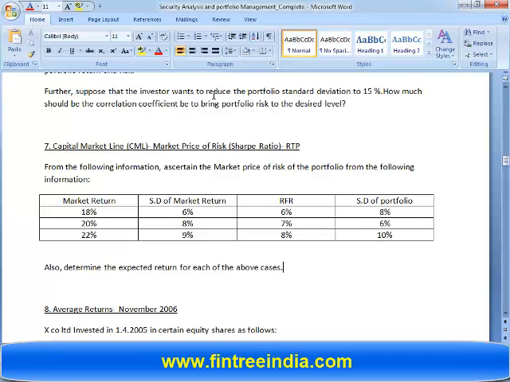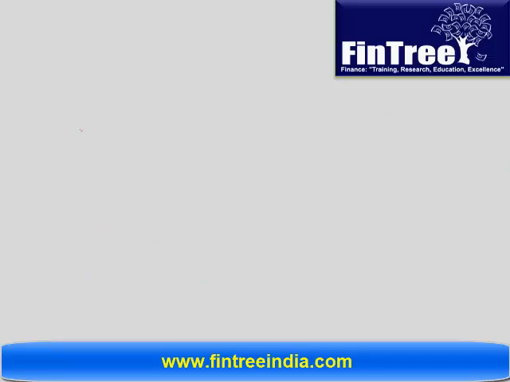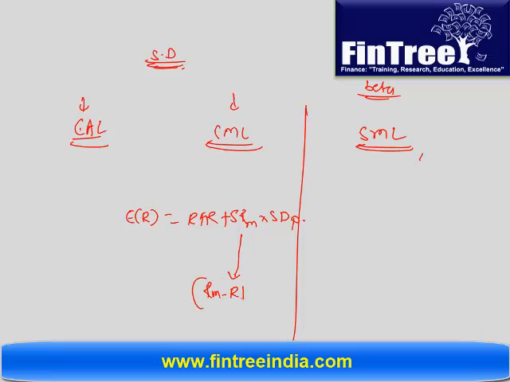Okay. See, number 1, the difference between CML and SML. What all lines did we study? We had studied CAL, capital allocation line, capital market line, and then security market line. Capital allocation line and capital market line use standard deviation. Security market line uses beta. Now, CAL is when we have an individual portfolio. CML is used when we have a market portfolio. So expected return on a particular stock is equal to RFR plus Sharpe ratio of market multiplied with standard deviation of the portfolio. And how do you calculate Sharpe ratio of market? Return on market minus RFR divided by sigma M, or standard deviation of M.